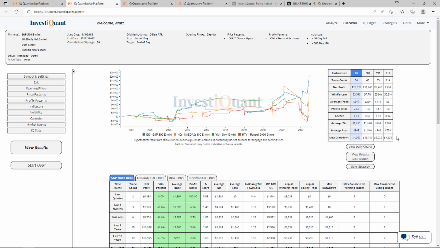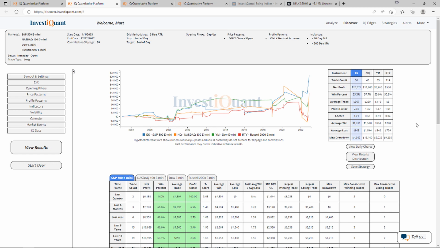If you look at the average moves, the average win is larger than the average loss here in the S&P. For the NASDAQ, they're very similar in size. It's just barely larger for that average win compared to its average loss. The Dow, larger average win compared to its average loss. And the Russell, pretty similar in size. The average loss is just a touch larger.